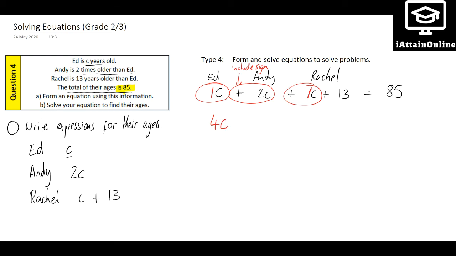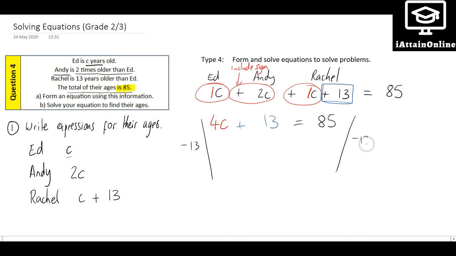Then I'm going to do the same with the numbers. In this case, there is only one to worry about, and that's plus 13. And then that is equal to 85. So now we've got a question that we know how to work out. So I'm going to start by taking away 13 from both sides of this equation. That's going to leave me with 4C equals 72. And then I'm going to divide both sides by 4. And that's going to tell me that C is 18.